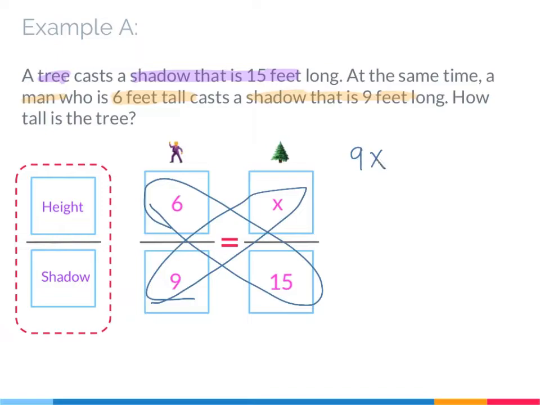We're still solving a proportion, so it should still have an equal sign in the middle. And then 6 times 15 is 90, so I'm going to write that down. Now I've got a one-step equation, which is quite easy to solve. I'm going to draw a line down from my equal sign.